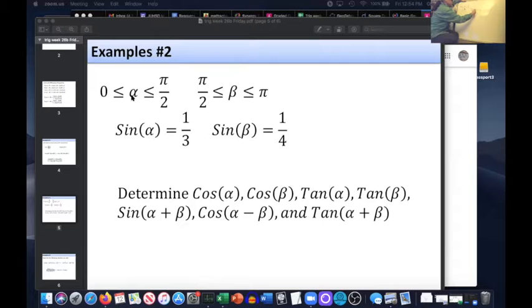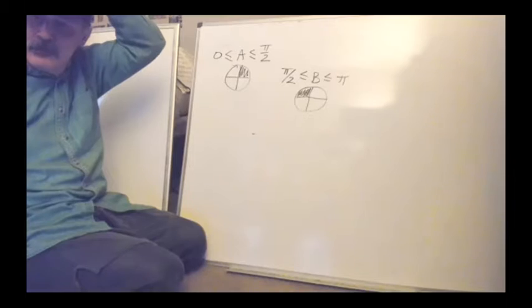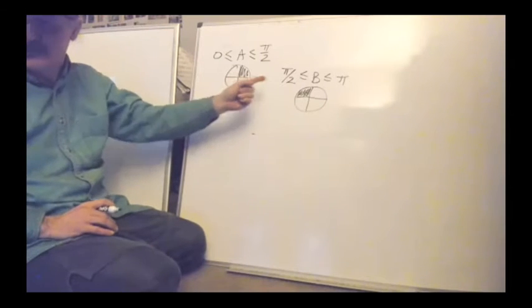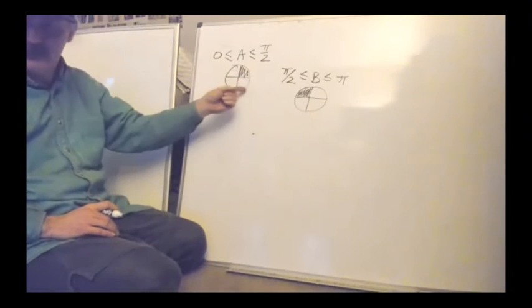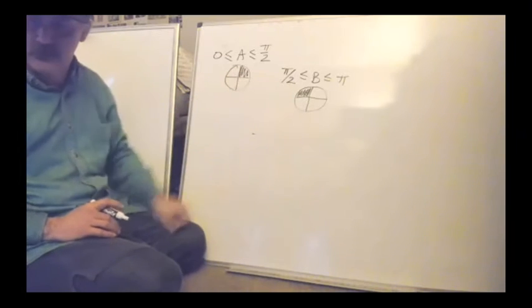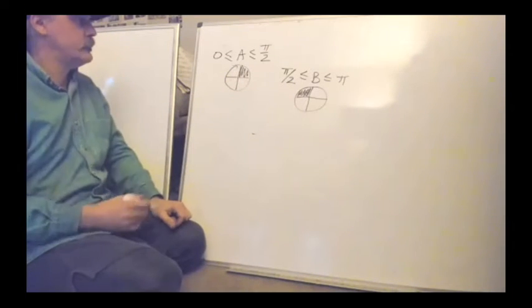So I like to draw a lot of pictures because for me, it's easier on my head. So that's what I would do. That way I can think, okay, first quadrant, second quadrant, without thinking too hard.